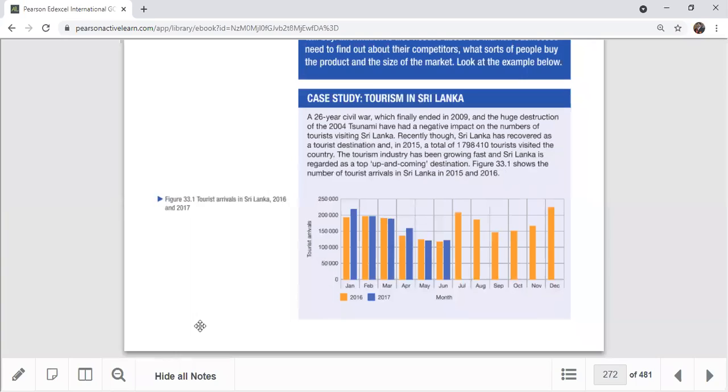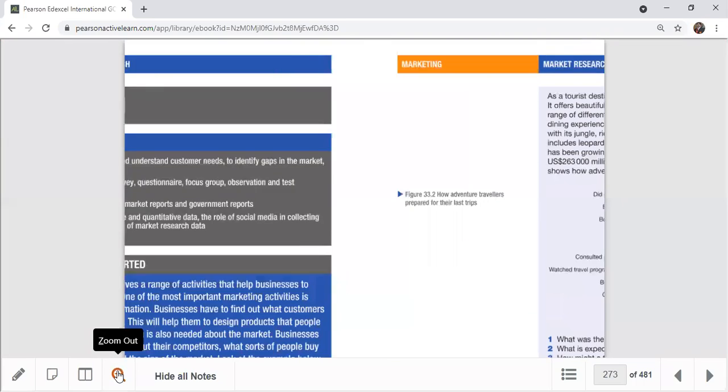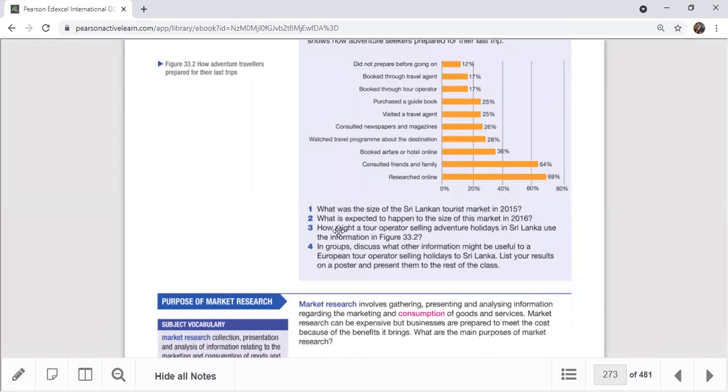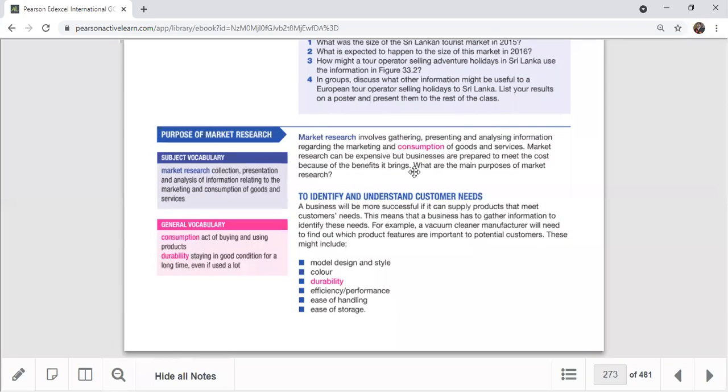This is market research. The purpose of this is to gather information about something for a person. By looking at this article, information like this can be gathered, right? The purpose of market research is gathering. The market research definition is the gathering, analyzing and presenting of information related to marketing.